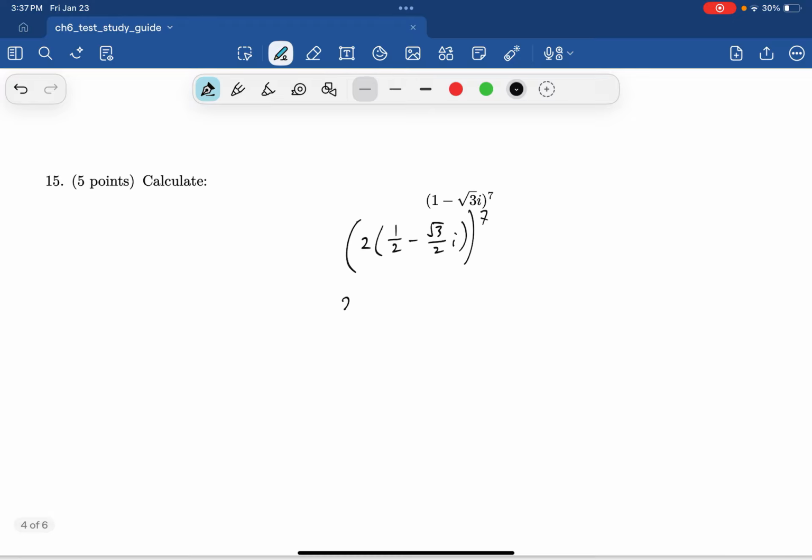Now we can write this in trigonometric form. I'm also going to split up the exponents, and I'm going to get, what angle is this? 5 pi over 3? So this is cosine 5 pi over 3 plus i sine 5 pi over 3.